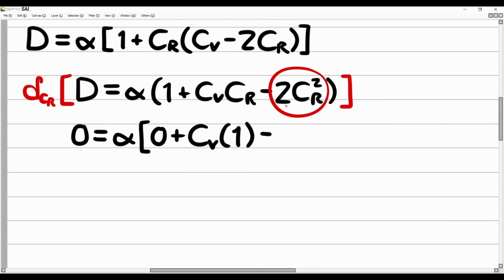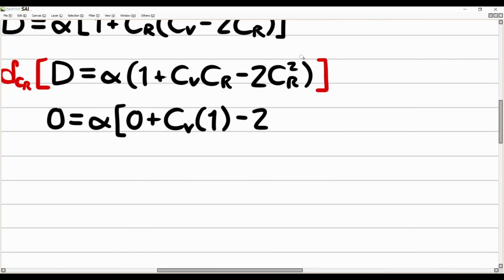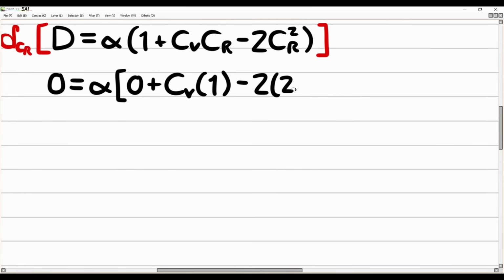Lastly, we have the derivative of this term. Well, we can factor out the 2 here, so we're going to have a 2. And then we have, well, CR squared. So we can make use of the power rule, and we'll arrive at 2CR, and that's raised to the first power.